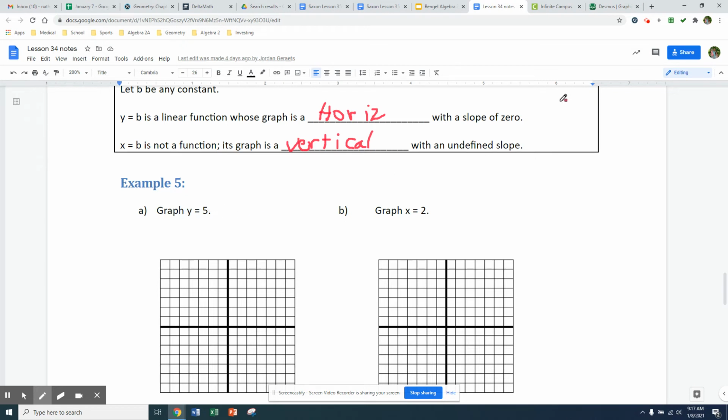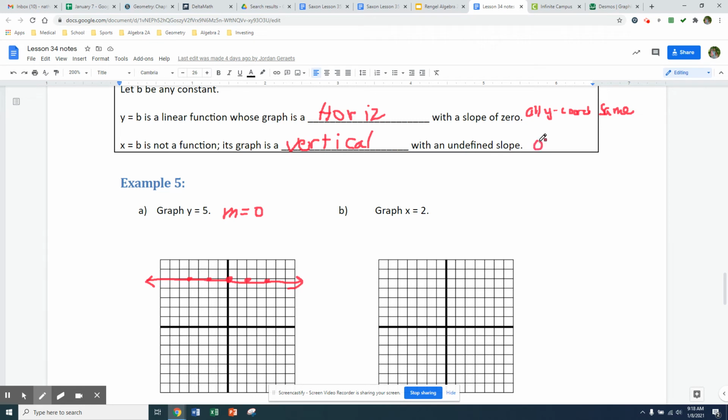So first, y equals 5. And what a y equals any number equation means is that all y coordinates are the same. And in this case, since y is equal to 5, all our y coordinates are going to equal 5. 1, 2, 3, 4, 5. So I'm just plotting a couple of points where the y coordinate is equal to 5. And we're going to get a horizontal at y equals 5. Then also our slope, our m, is going to equal 0. So horizontal lines have slope of 0.